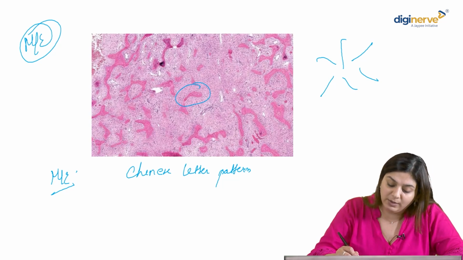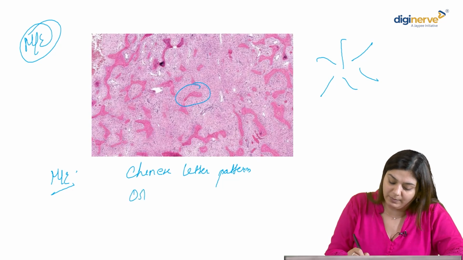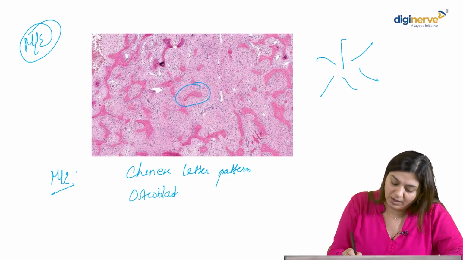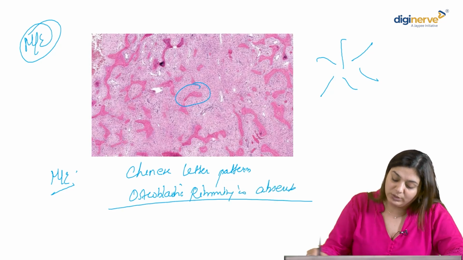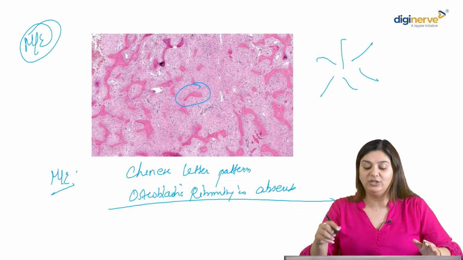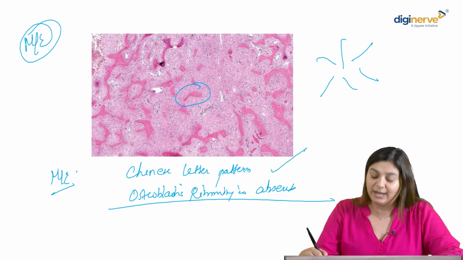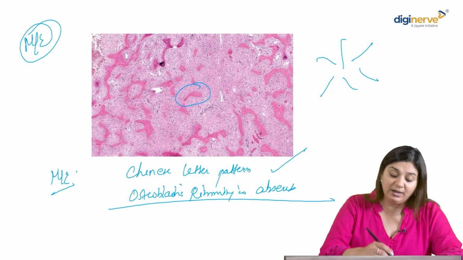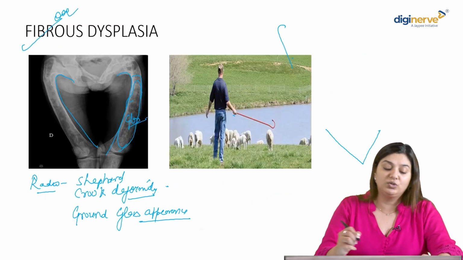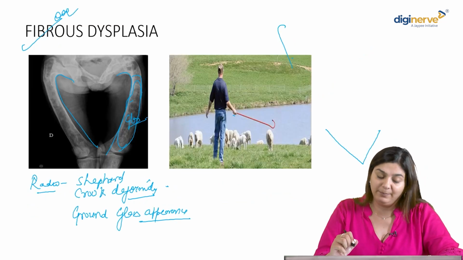But if you see in these bony trabeculae, the osteoblastic rimming is absent. So they are trabeculae that are arranged in Chinese letter pattern, and osteoblastic rimming is absent, which is very, very important for fibrous dysplasia. Now we move to the next condition.